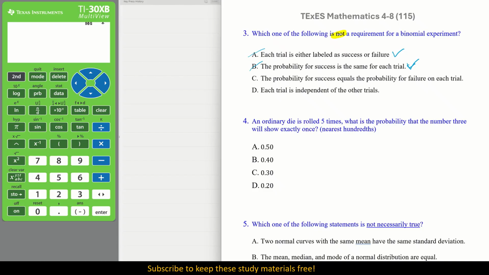Okay, it says the probability for success equals the probability for failure. No, the probability for success must be the same in each trial, but failure and success don't have to be the same thing. There are situations where failure would be more likely than success, and vice versa. So I would say C is what we need. But let's take a look at D. Each trial is independent of the other trials. That is a requirement.